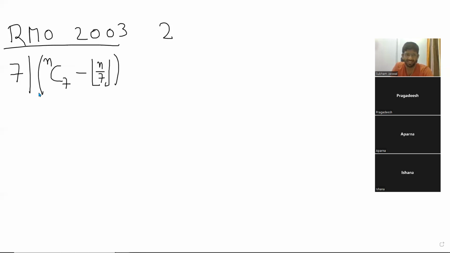Interesting, right? Prove that this is divisible by 7, and n choose 7 is this. Just to make it clear for everyone, n choose 7 is the number of ways of choosing 7 distinct things from n distinct things. That you can use in the problem, right?